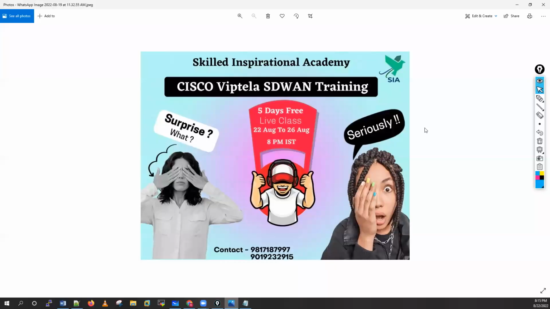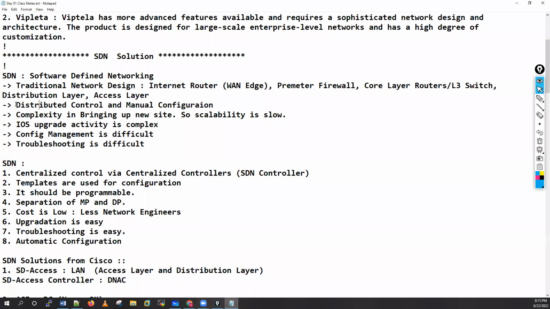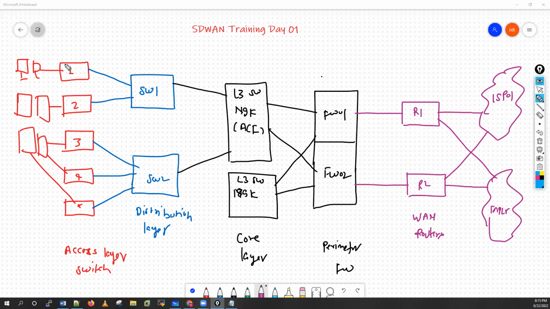To solve the problem of distributed control and the problem of manual configuration, let's suppose, guys, backup is not happening for some reason for this device or this device. It becomes very hard to configure these devices from scratch, right? If you don't have backup files and all.